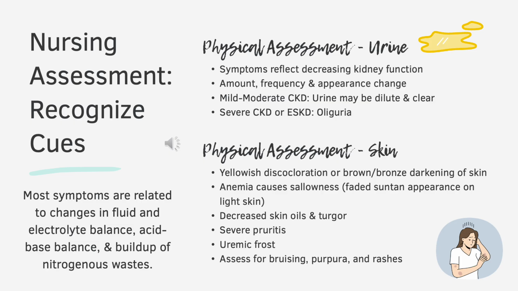In advanced stages, uremic frost, which is a visible layer of urea crystals from evaporated sweat, can appear on the face, the eyebrows, the axilla, and the groin. And lastly, we want to assess the skin for any signs of bruising, purpura, and rashes. These findings can indicate underlying bleeding tendencies or other complications that are associated with chronic kidney disease. So a thorough assessment of these symptoms is very important for identifying issues early and ensuring effective patient care.